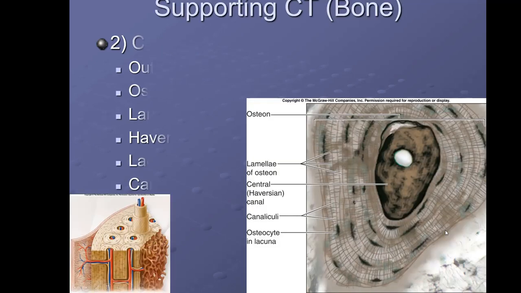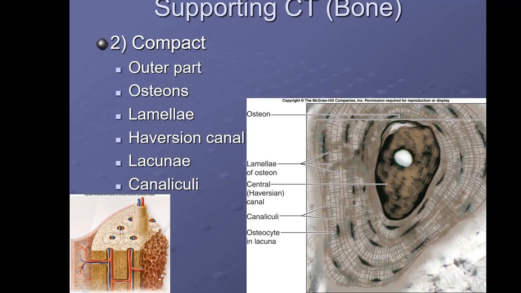And then compact bone looks like this, and we can zoom in on one of these things. This is actually a microscope slide of compact bone. It forms the outer part of most bones. The units that it's made up of, these round circles, are called osteons. And you can see there's concentric rings that make up the osteon. Those are called lamellae. And there's different types of lamellae. We'll get more into that when we do the bone chapter. There's a canal in the middle where you have blood vessels and nerves passing through. That's called the Haversian canal, also known as the central canal.